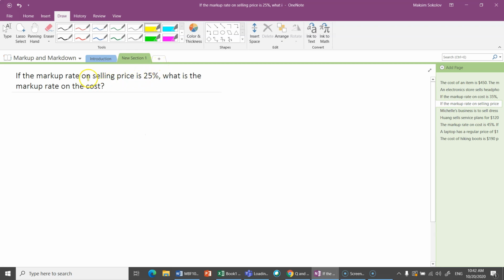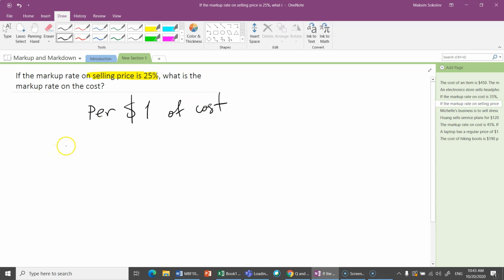Our next problem reads, if the markup rate on selling price is 25%, what is the markup rate on cost? So we're given 25% as the markup rate on selling price. In this problem, we will also use the same trick, but we'll say that what happens per each $1 of cost. So this time, we investigate what is going on for each $1 of cost. Again, any cost consists of dollars, and it's a legitimate question to ask what happens per each $1 of that cost, no matter what that cost is.